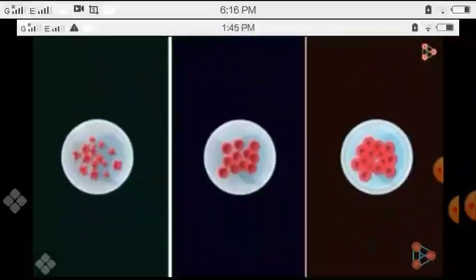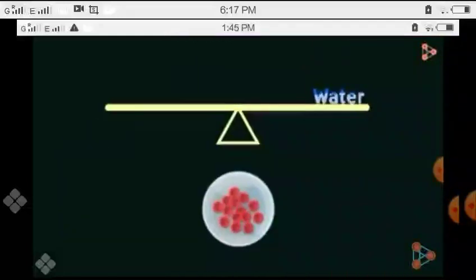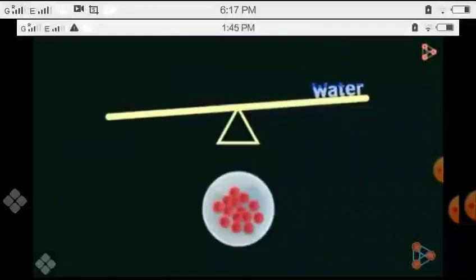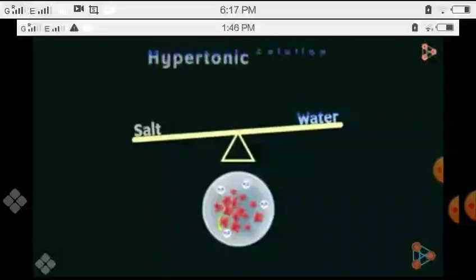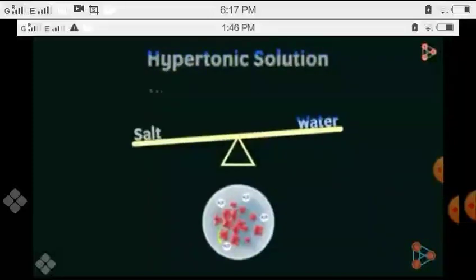Let's understand this. In the first case, the water content in the surrounding solution was less as compared to the cells placed in it. In other words, the salt content of the solution is more, and therefore this solution is a concentrated one. That is the reason why the water molecules moved from inside the cells to the outside solution, as the concentration of water was higher within the cells. Hence the cells started shrinking. This kind of solution is called a hypertonic solution, that is, the solution with higher salt concentration.